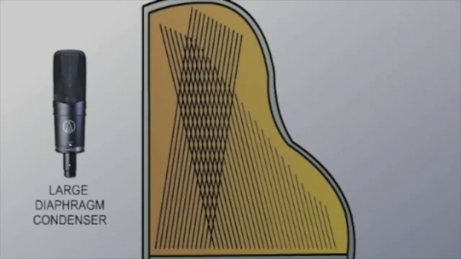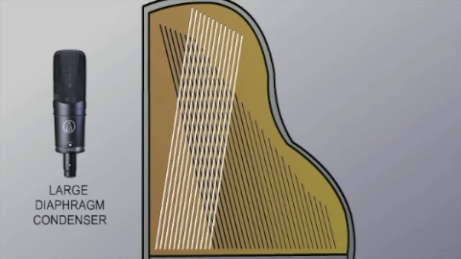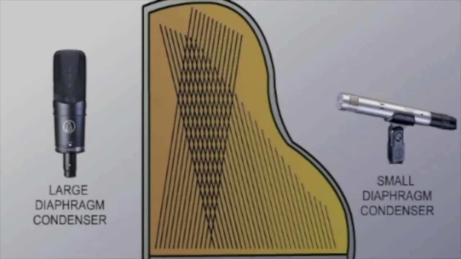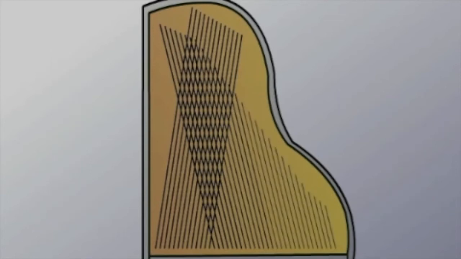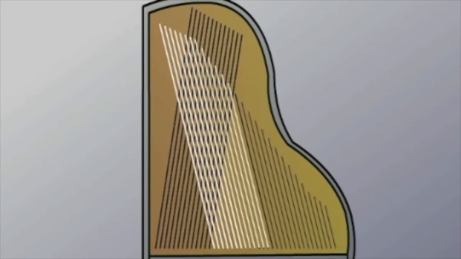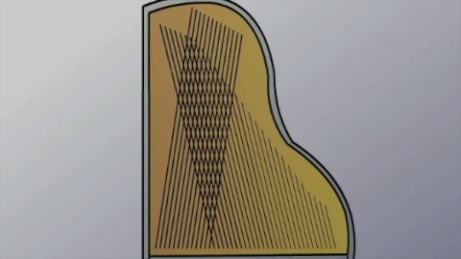A large diaphragm condenser microphone will capture the full tone and timbre of the bass notes. A small diaphragm condenser microphone will best reveal the higher frequencies and attack. The fatness and fullness of the mid-frequencies could be captured by using a dynamic microphone, and the attack and overtones with a condenser microphone.